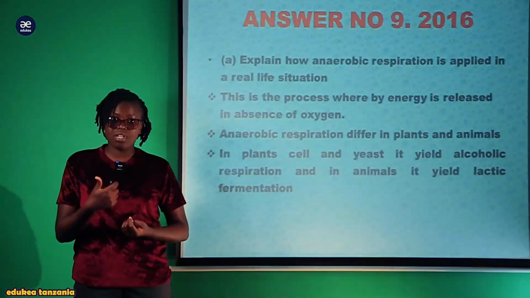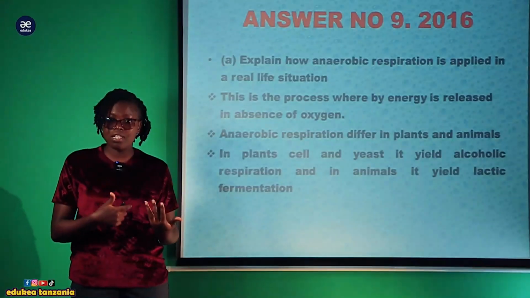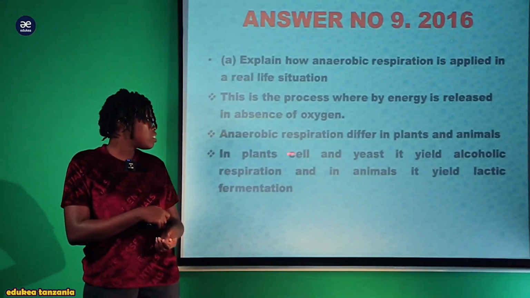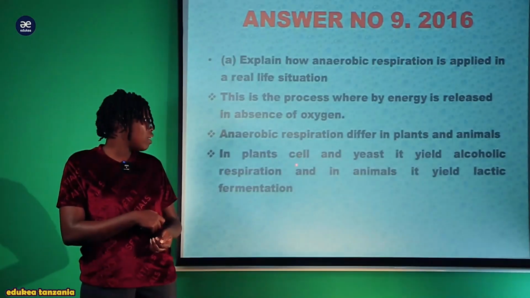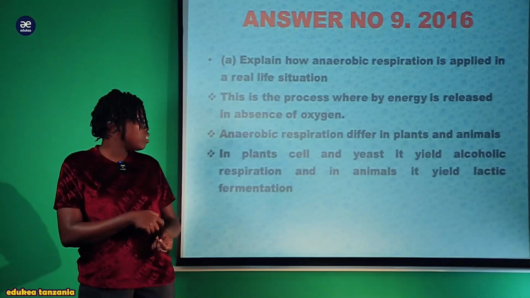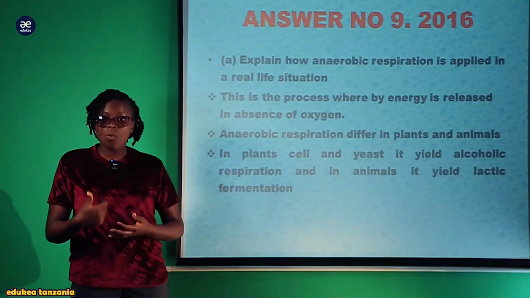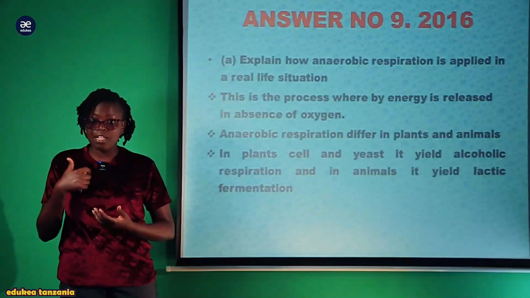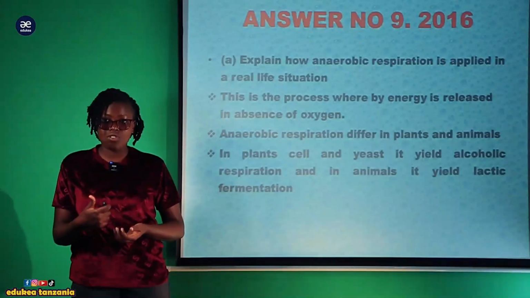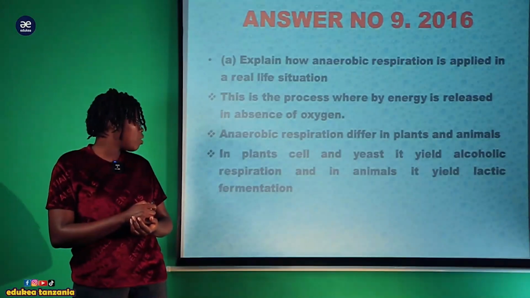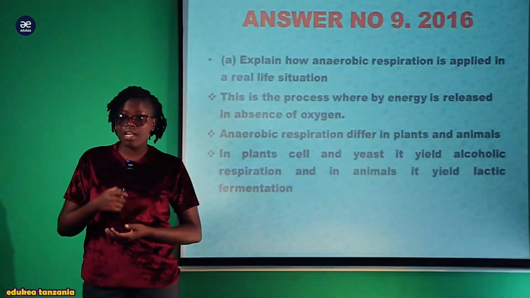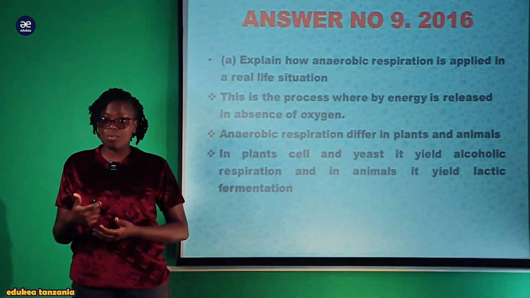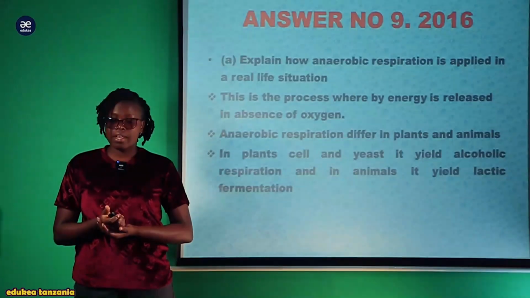This anaerobic respiration takes place for both plants and animals. In plants it takes place within the yeast, and it tends to yield alcoholic fermentation, while in animals it tends to yield what is called lactic fermentation, which leads to the production of pyruvic and lactic acid, but for plants it results in the production of pyruvic acid.